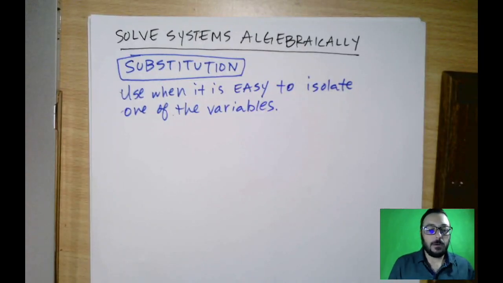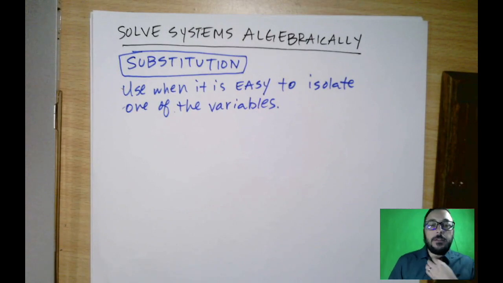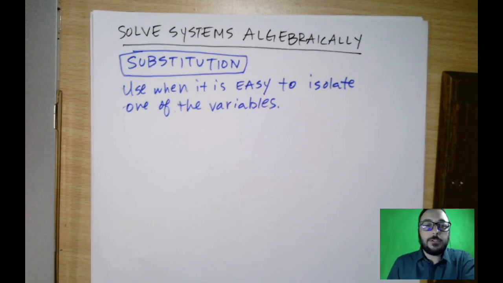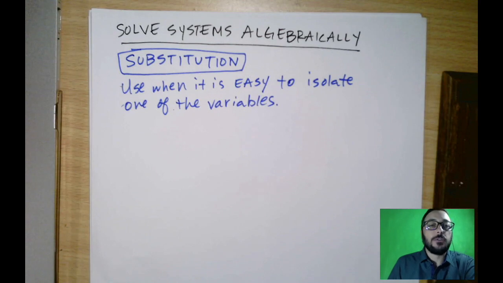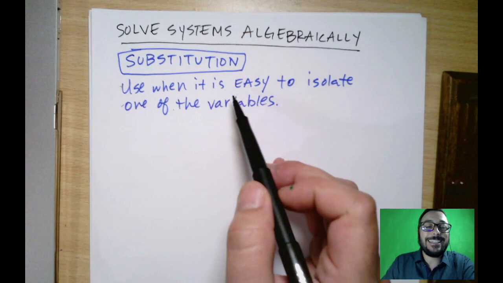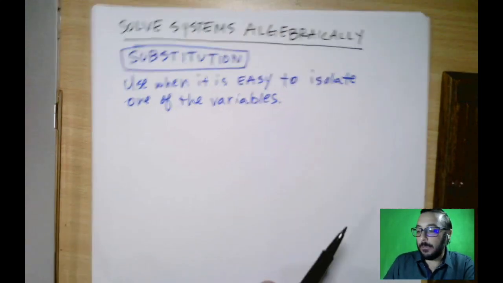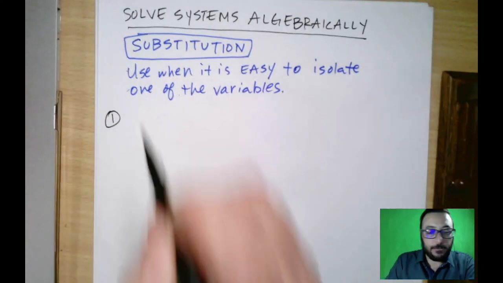Alright ladies, so in this video we are going to solve systems algebraically. And the first method of algebraic solution solving is substitution. Okay, we're going to use this substitution method when it is easy to isolate one of the variables. Okay, and I'll show you what that means exactly, but let's start with our first example here.